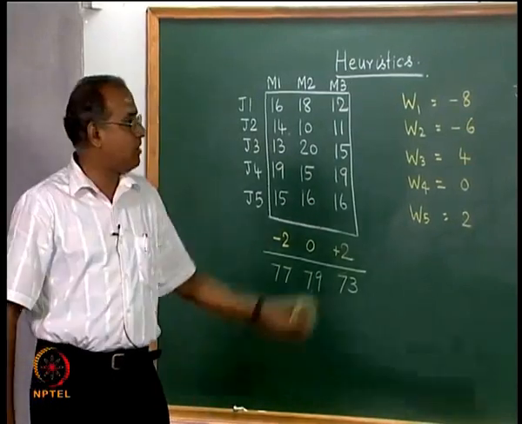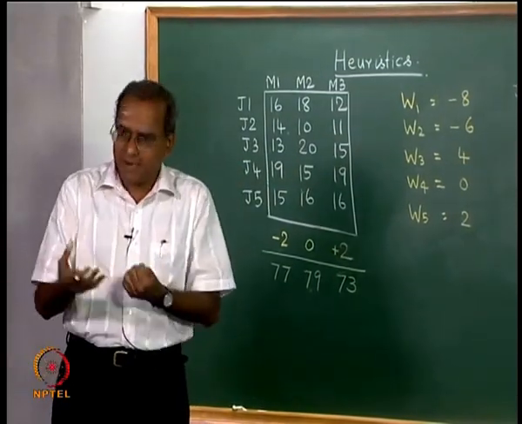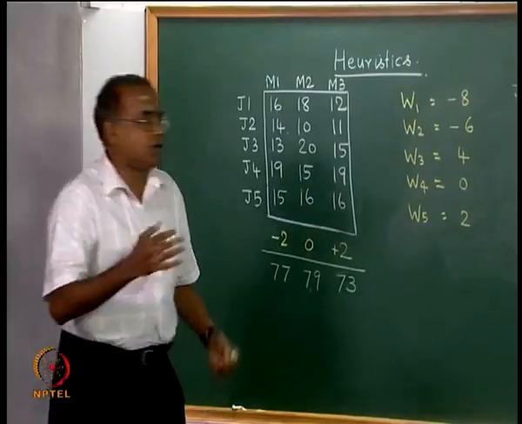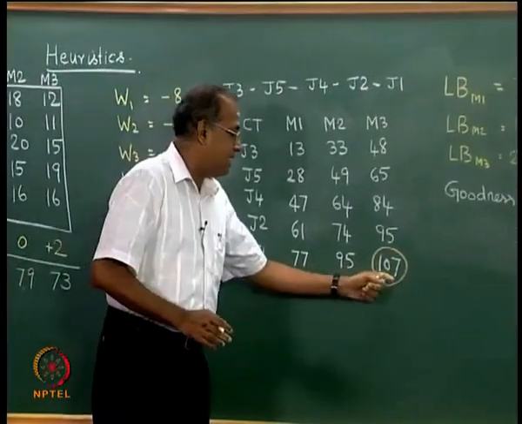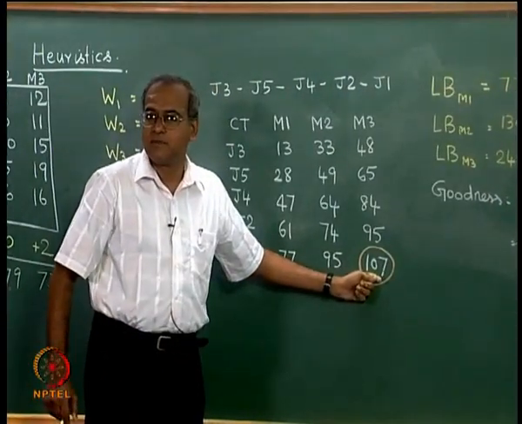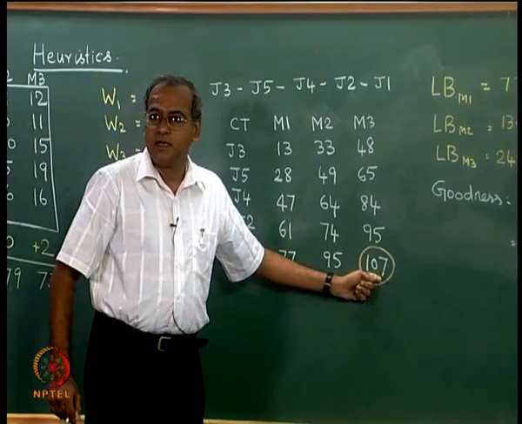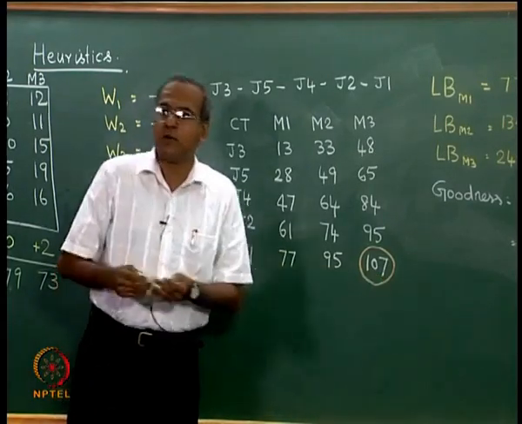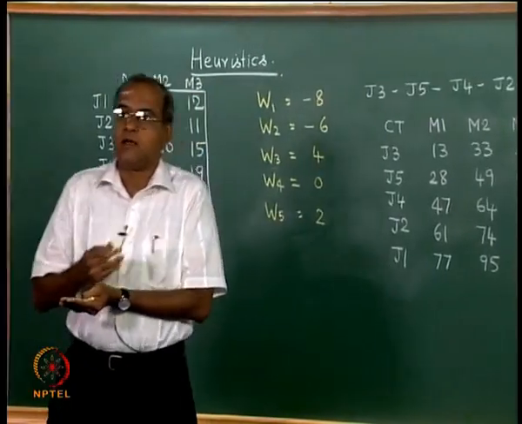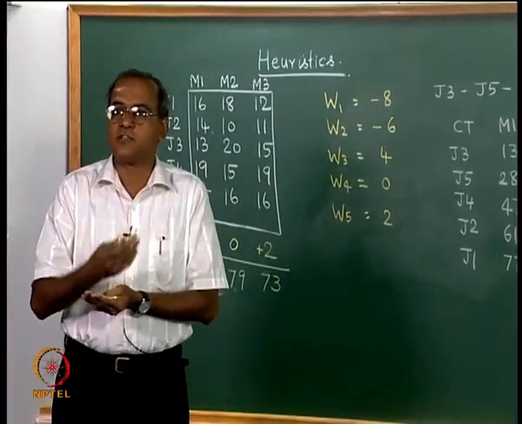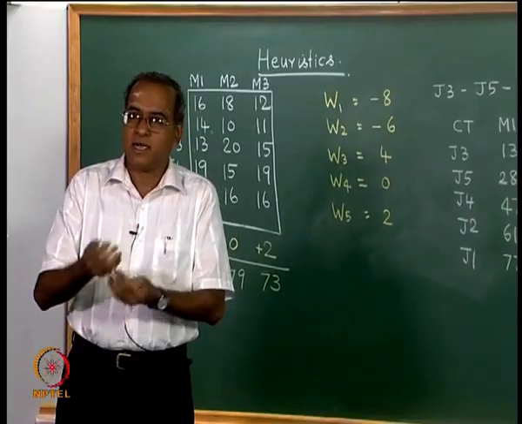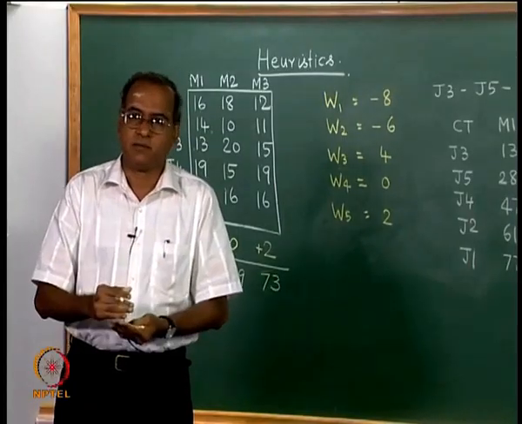But on the other hand, we would like solutions which are better than this. Do we have sequences which have Makespan less than 106? In such a case, we can look at other heuristic algorithms and try to see if we can get solutions which are less than 106 Makespan.